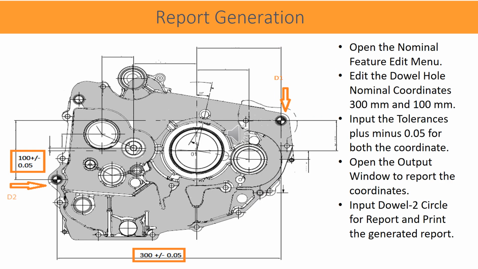Open the nominal feature edit menu. Edit the dowel hole nominal coordinates 300 mm and 100 mm. Input the tolerances plus minus 0.05 for both the coordinate. Open the output window to report the coordinates. Input dowel 2 circle for report and print the generated report.